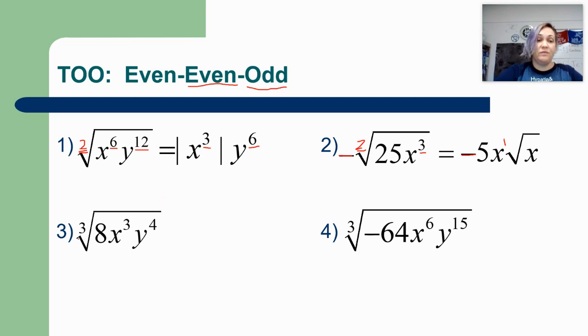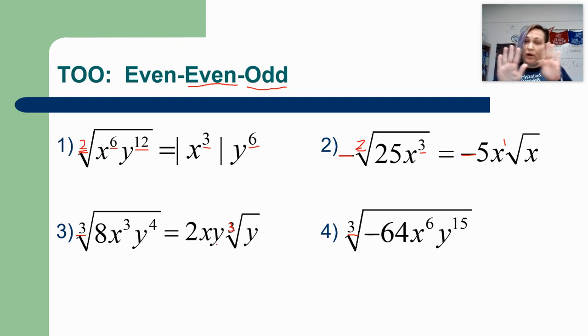On our last two problems, both of my indexes are odd, so I don't even have to worry about absolute value bars. When you have an odd index, you never need absolute value bars. And so here is the answer for number 3. This 3 right here is the index on my radical. It is not an exponent on the y. So you might even want to space those apart a little bit when you're writing them down so it doesn't look like y to the third. So it's very obvious that that 3 is the cube root.